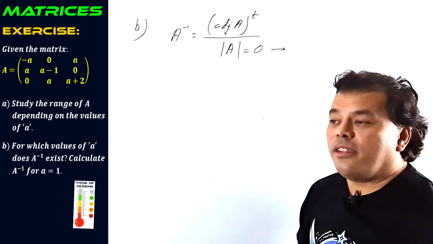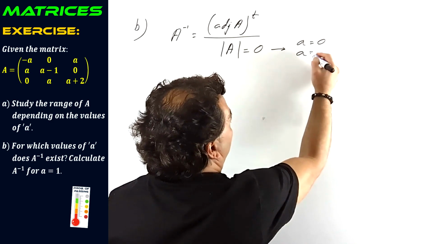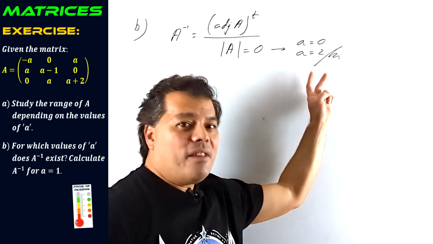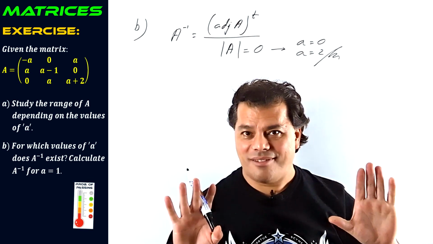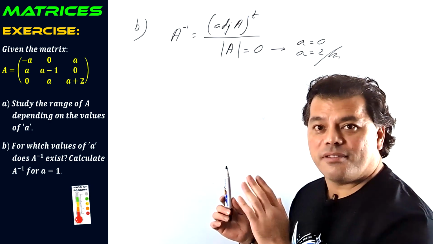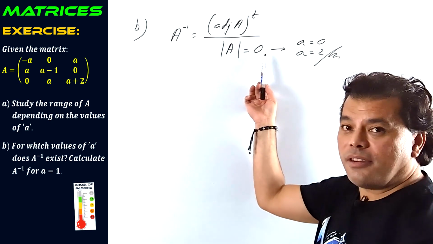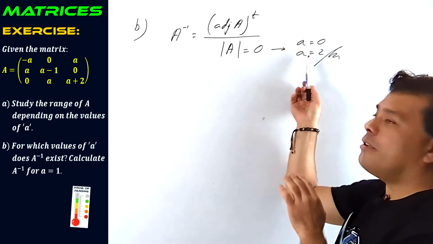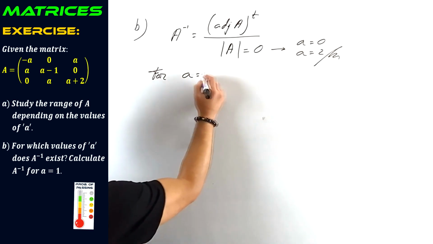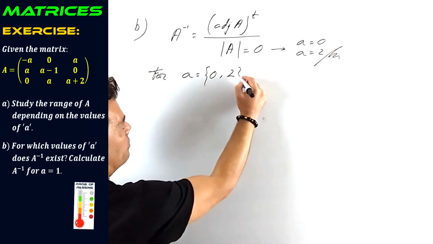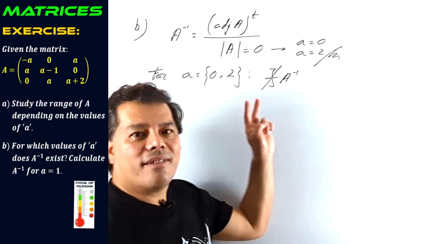We did it in the previous section. For a equals 0 or a equals 2. For these two values, the inverse of A doesn't exist. I'm speaking slowly because I want you to master these typical arguments that are always the same. Don't forget, our determinant equals 0 when the parameter equals 0 or 2. So you can say that for the parameter being 0 or 2, the inverse of our matrix doesn't exist.